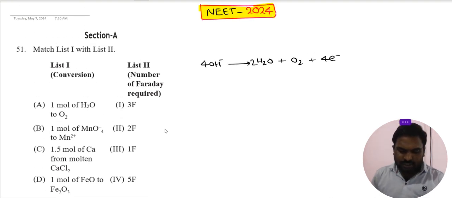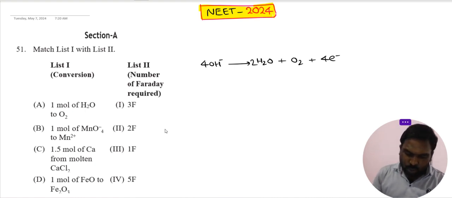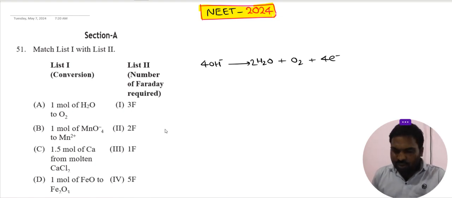First question, just observe the matching. We have to determine the number of Faradays. First, one mole of water gives oxygen. Here, this is the required reaction: 4 moles OH minus giving rise to 2 moles water, 1 mole oxygen plus 4 electrons.